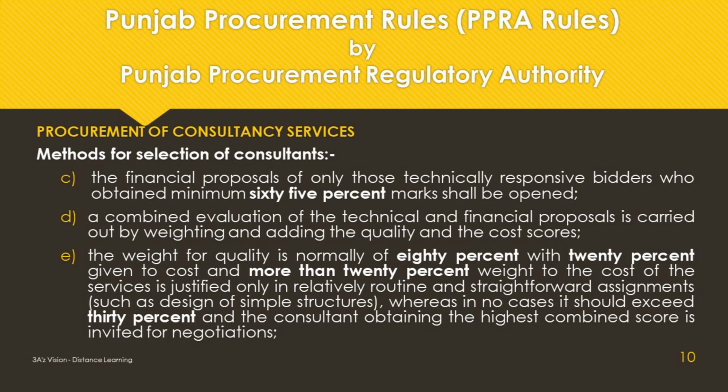A combined evaluation of the technical and financial proposals is carried out by weighting and adding the quality and the cost scores. The weight for quality is normally 80%, with 20% given to cost. More than 20% weight to the cost of the services is justified only in relatively routine and straightforward assignments, such as design of simple structures, whereas in no case should it exceed 30%, and the consultant obtaining the highest combined score is invited for negotiations.